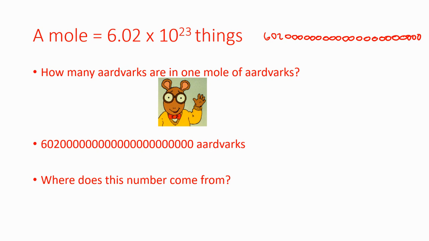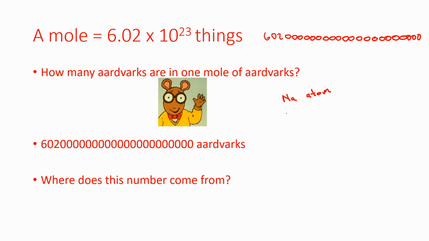Why would you ever want a number that big? Well, you use numbers that are big to count things that are small. So, what are things that are small? Well, a sodium atom is a really, really small thing.